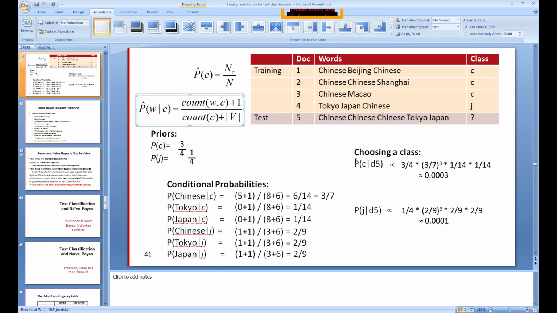Based on that, you try to choose whether this particular data is going to be class C or class J. So under this calculation, what happened? This particular value is high compared to this, right? This is the argmax. This is how we have to multiply the given features.